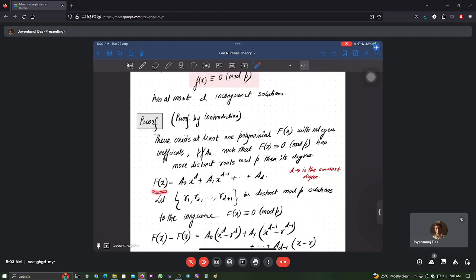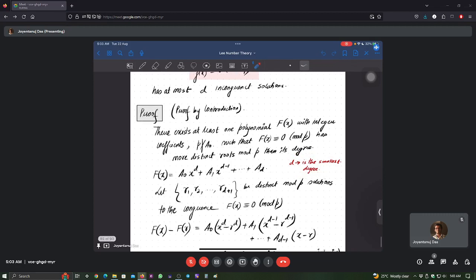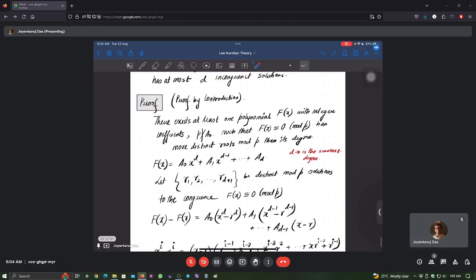So let us take f(x) like this: a0 x^d, a1 x^(d-1), up to ad, where we are choosing this polynomial f(x) such that d is the smallest such degree. So the first polynomial where it occurs, I am choosing that. Now, since it has more than d distinct roots, let the roots be r1, r2, up to r(d+1). So these are the distinct roots modulo P, the solutions to this congruence mod P.